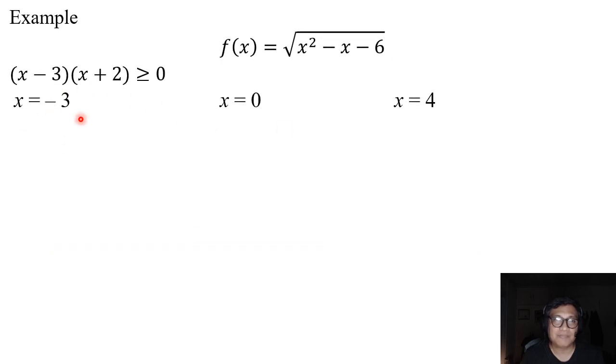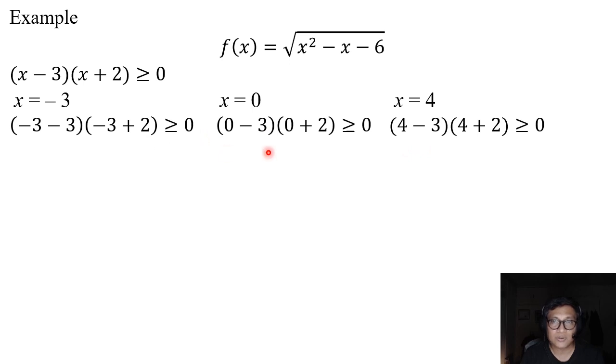Now, let's say, for example, that I will choose x to be -3, which is less than -2. Then between -2 and +3, I will choose 0. And for any number greater than +3, I will choose 4. So I will be substituting these into this function. Now, remember, class, this is the factored form of the original function, so they are the same. I will be substituting these three values that I chose.